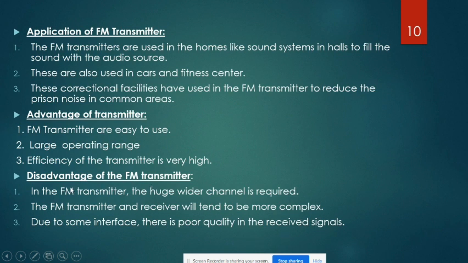Means the first disadvantage is that a much wider channel is required. This is a disadvantage. And the FM transmitter and receiver tending to be more complex will also be a big disadvantage for this FM transmitter.